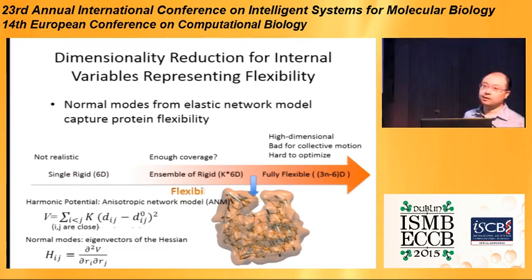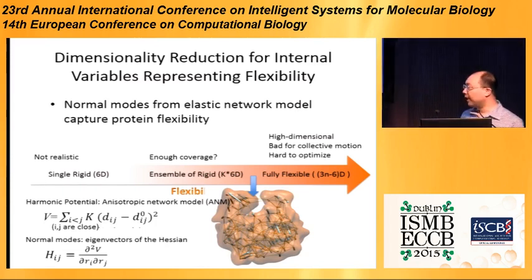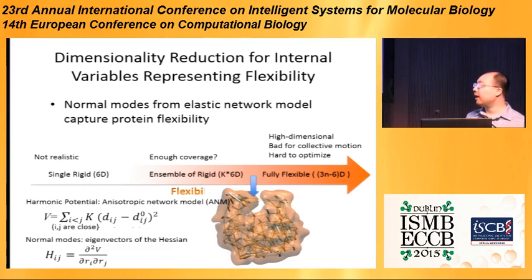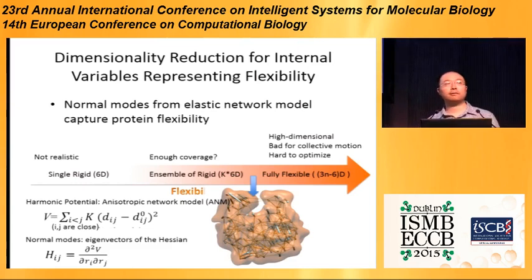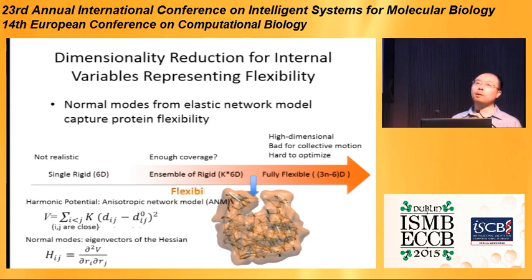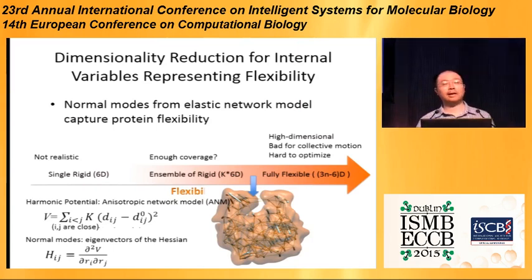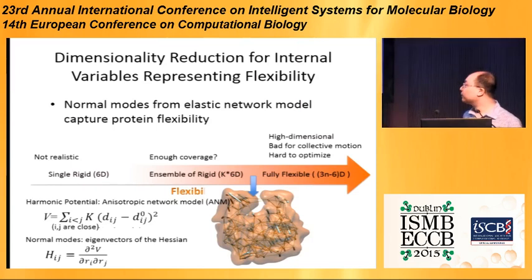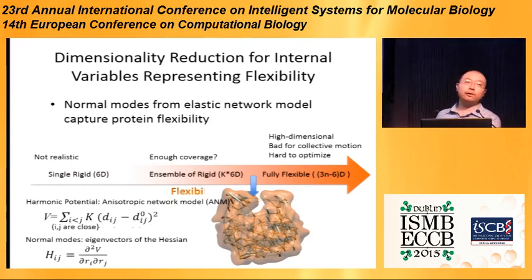Here you represent each residue or heavy atom as a node, and then you put harmonic potentials on the edges between neighboring nodes, and then you can calculate the Hessian and eigenvectors of the Hessian, and these eigenvectors are normal modes, which turn out to capture the protein intrinsic flexibility very well, especially those flexibility motions exhibited in molecular dynamics or NMR ensemble.